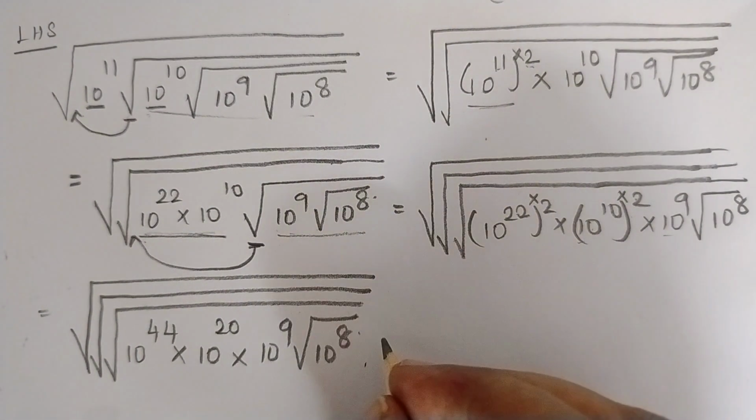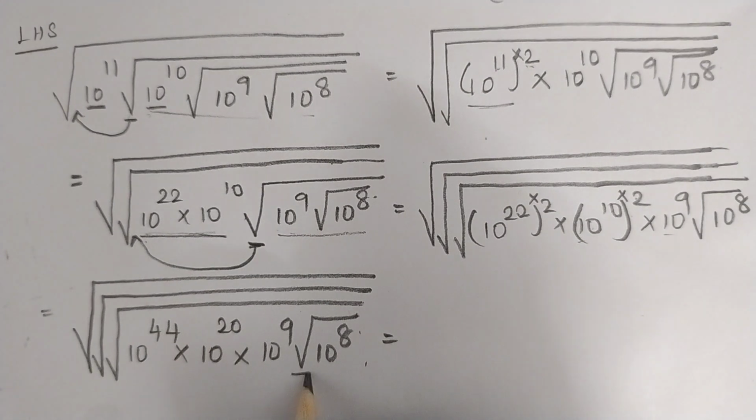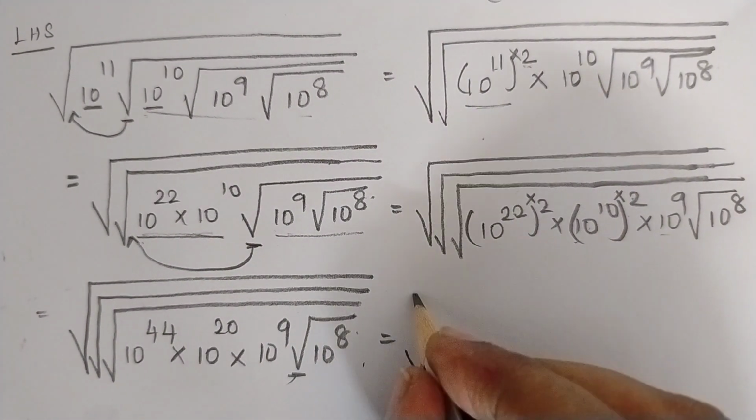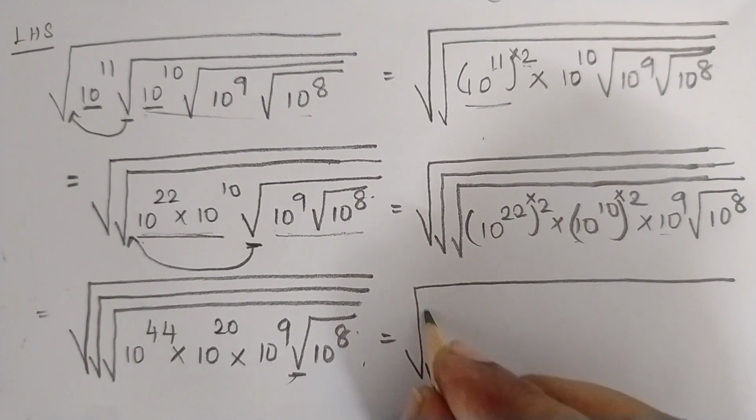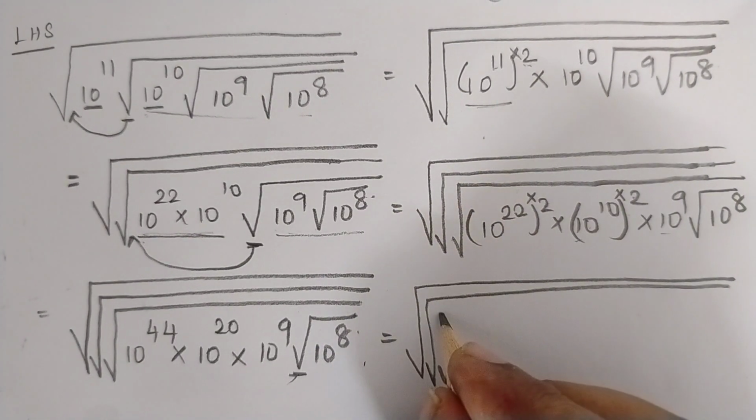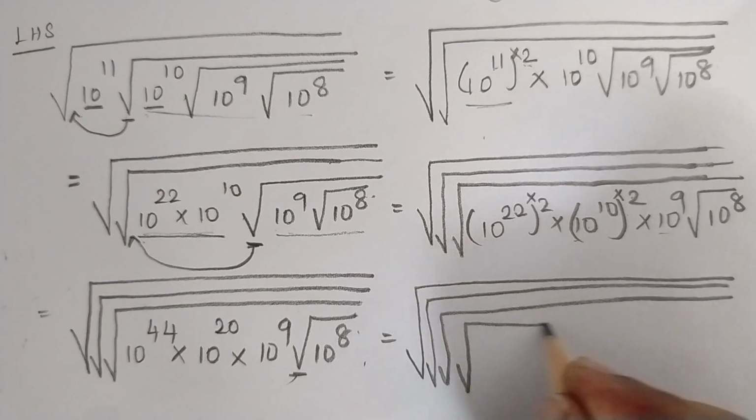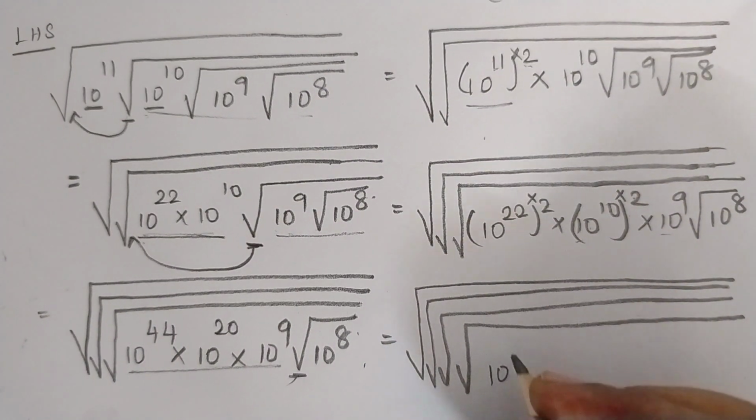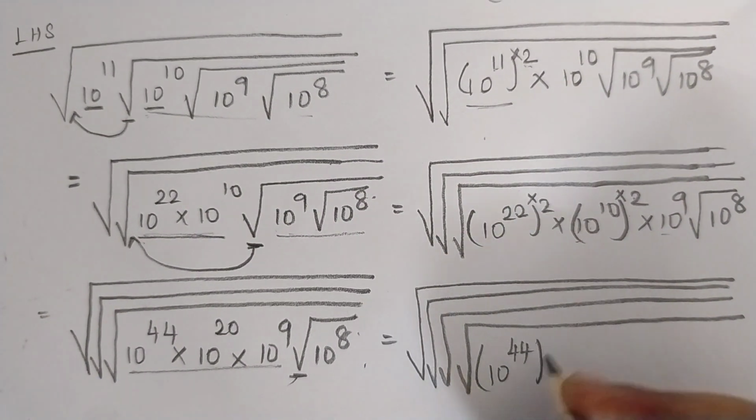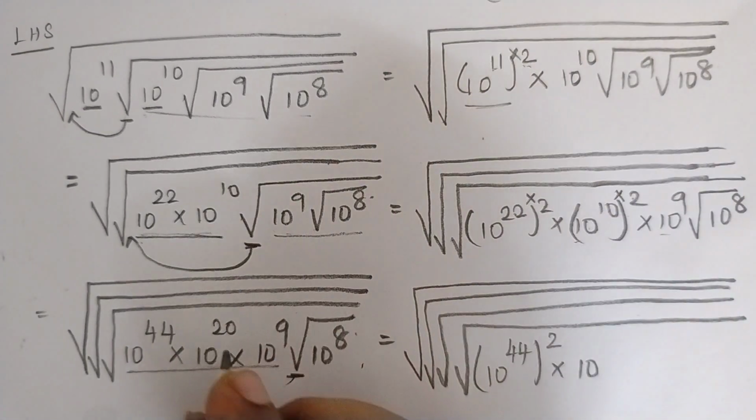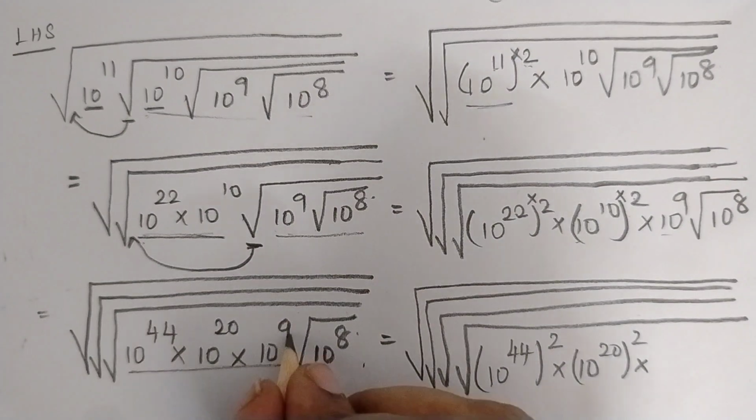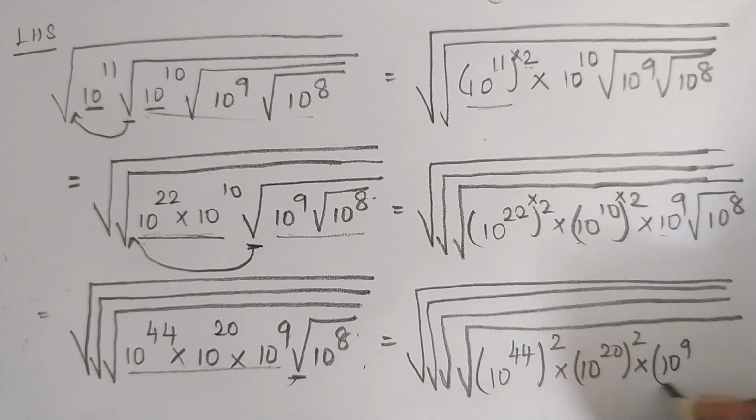Okay. So now the next step is we need to shift this root also towards here. So then draw four roots. Draw four nested roots. Okay. So now I draw four nested roots. Then this term, this entire term gets squared. Therefore, 10 power 44 the whole square into 10 power 20 the whole square multiplied by 10 power 9 the whole square.